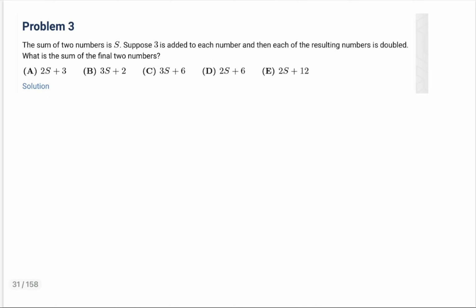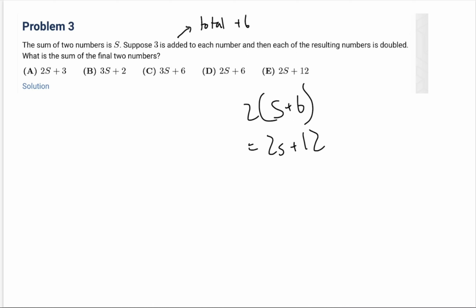Problem number 3: the sum of two numbers is S. Suppose 3 is added to each number and then each of the resulting numbers is doubled. What is the sum of the final two numbers? 3 is added to each number, so in total it's plus 6, so it's S plus 6 now. Then each of the resulting numbers is doubled, so it's 2 times that, so it's 2S plus 12, so it's E.